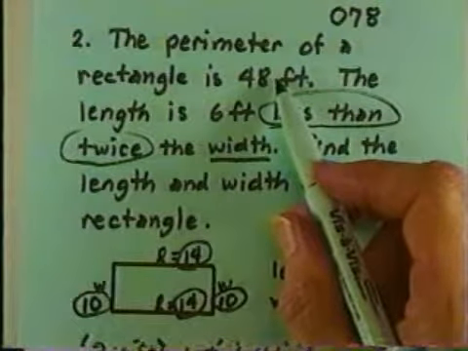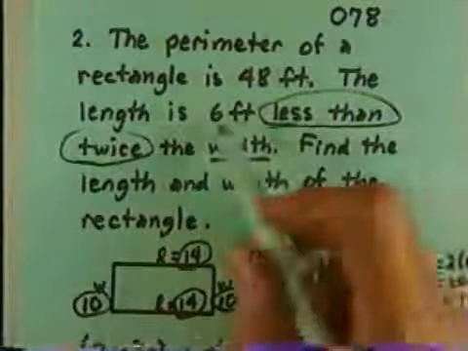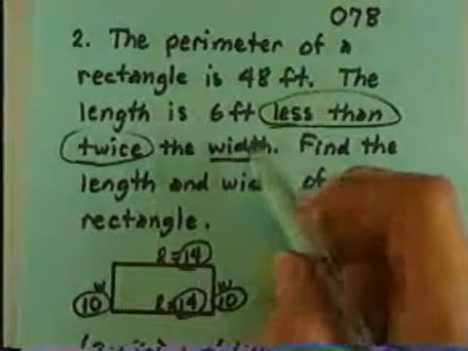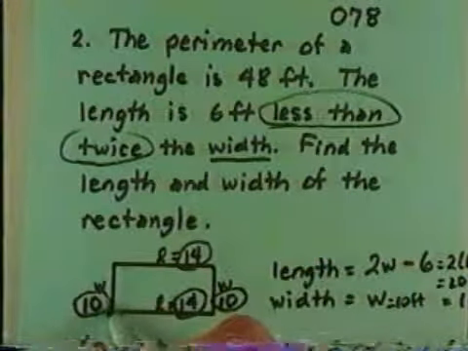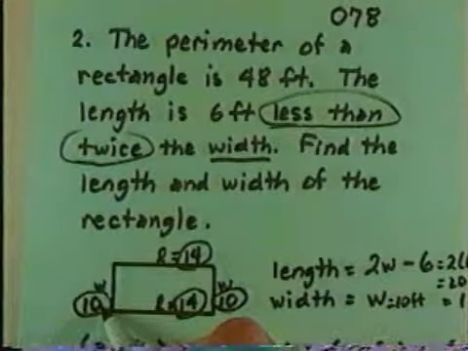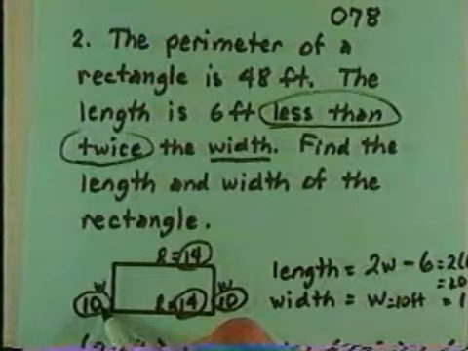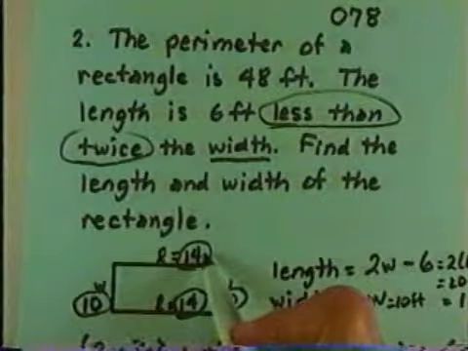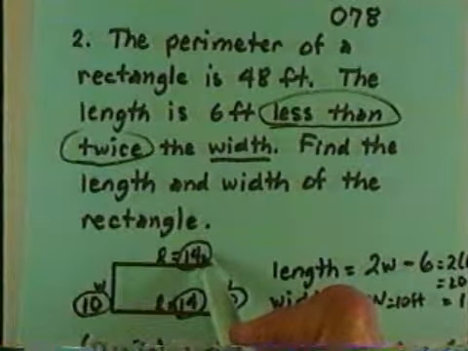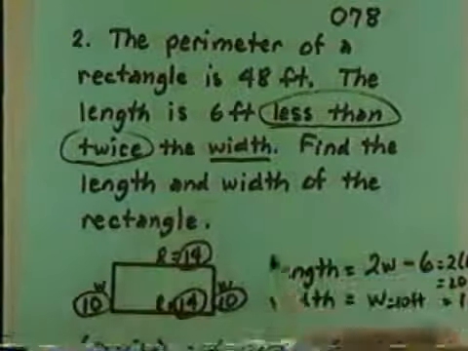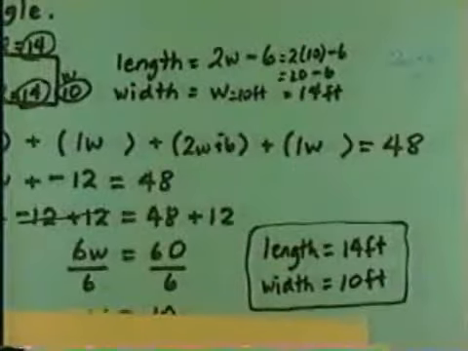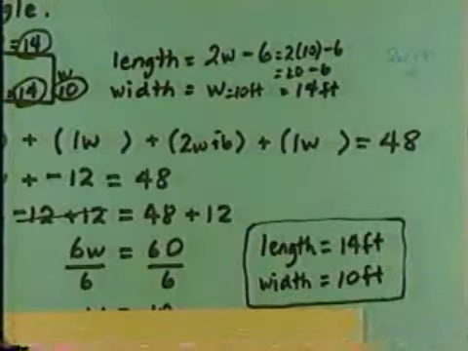So that part checks. The length is 6 feet less than twice the width. Well, the width is 10. Twice 10 is 2 times 10, which is 20. And 6 less than 20 will be 14. And so these numbers check in the original problem. That means that they're correct answers. The length is 14 feet. The width is 10 feet.